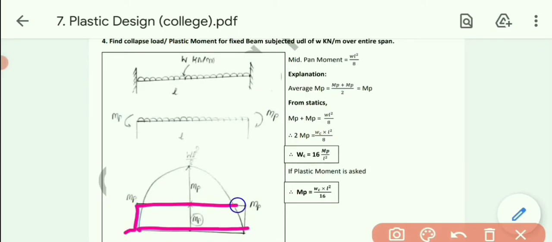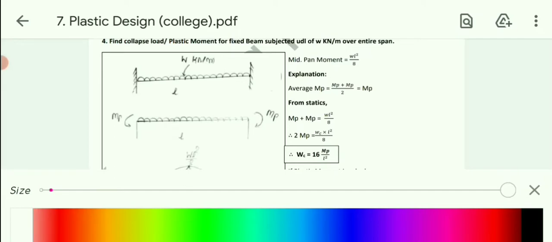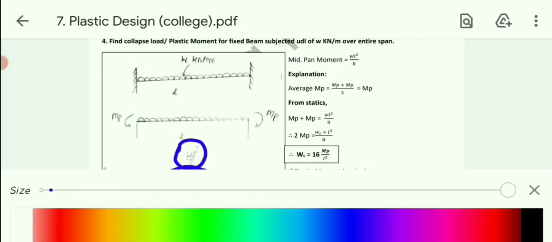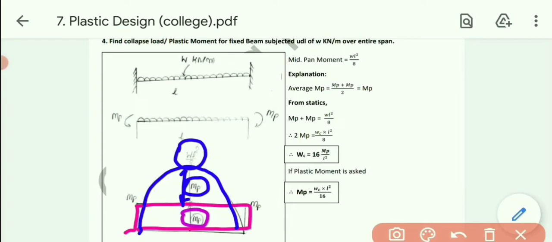See, this one is the diagram for the moment, that is Mp, and this one is the span bending moment diagram, that is WL square by 12, WL square by 8, sorry. Now as we discussed earlier also, this Mp will definitely be produced. We need to calculate the below one, Mp, that is this one.